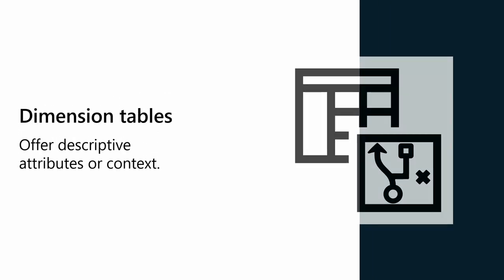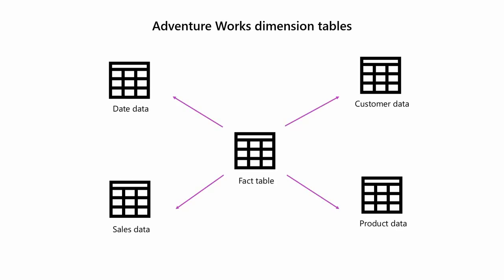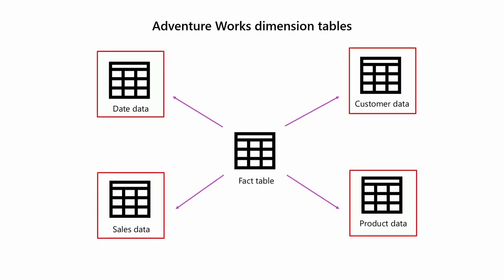Dimension tables are typically textual fields and provide descriptive attributes related to fact data. They offer the context surrounding a business process event. In the AdventureWorks Star Schema, the dimension tables are linked to the fact table and include date, customer, sales, and product data. These are descriptive details that can be used to identify individual customers. These two examples should help you understand how fact and dimension tables inform the building of a schema.